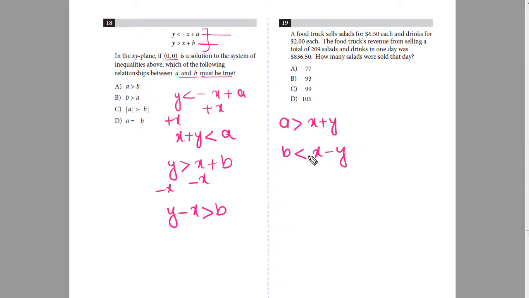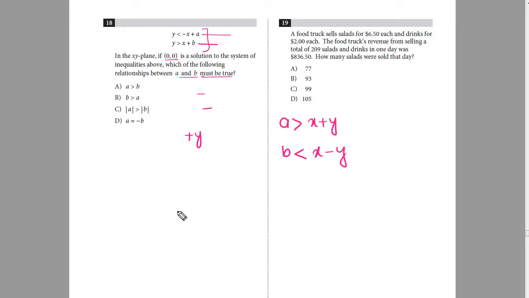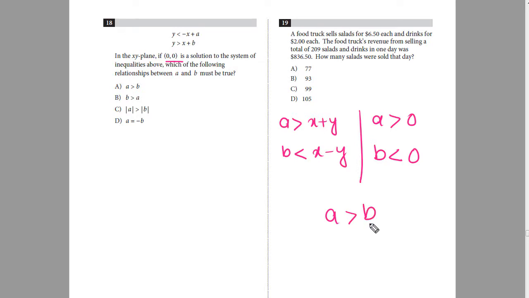Now I'll remove this whole working and insert 0, 0 in the inequality, because 0, 0 is a solution. 0, 0 means the value of x is 0, the value of y is 0. So if I insert the value of x as 0 and the value of y as 0, I'll get a greater than 0 and b less than 0. It means that a is a positive number, b is a negative number. So if we compare a and b, a will be greater than b.